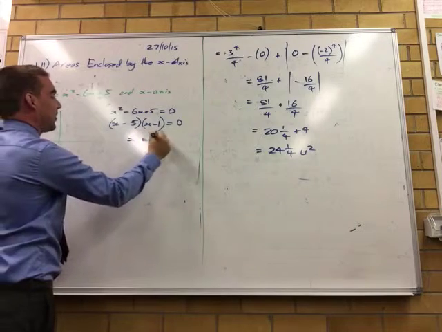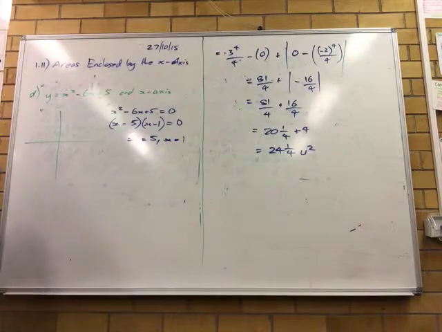So x equals 5 and x equals 1 is the actual point on the x-axis where the parabola crosses.